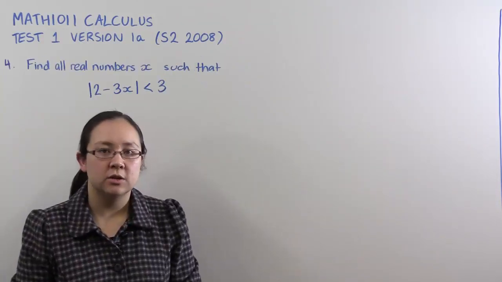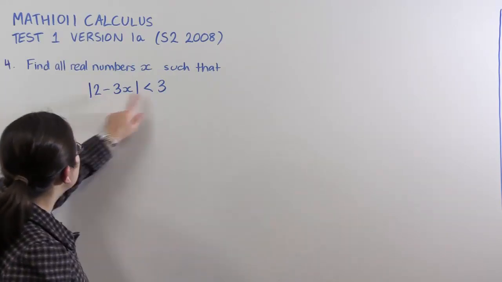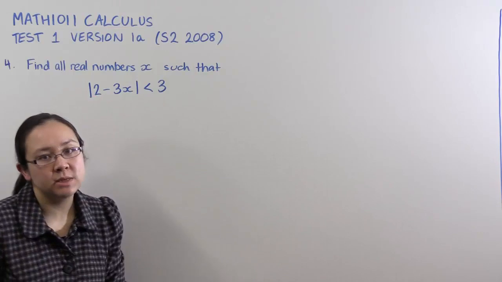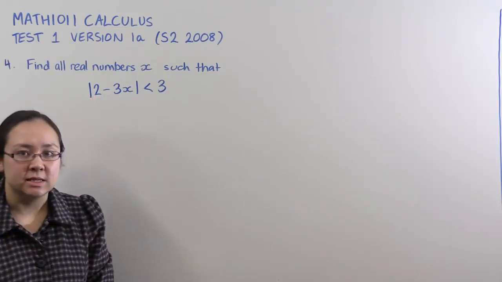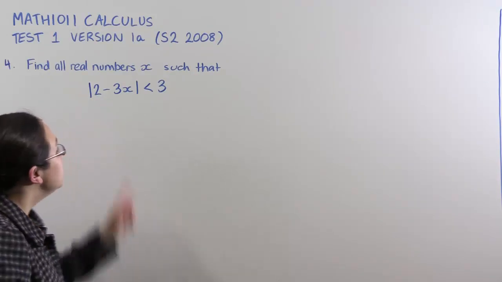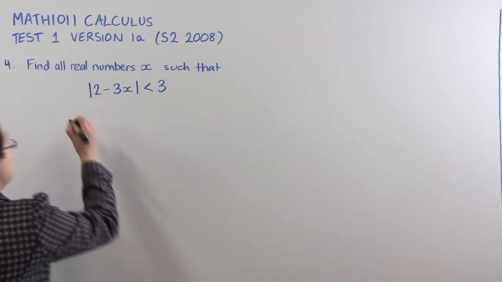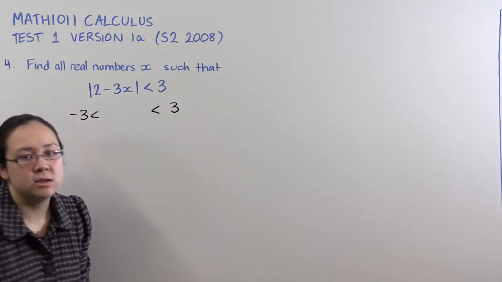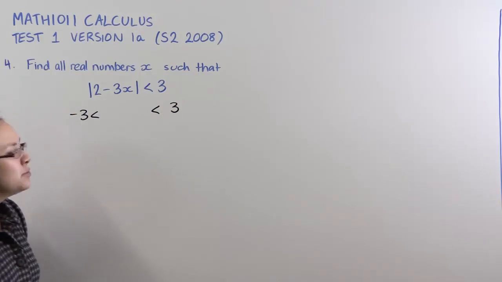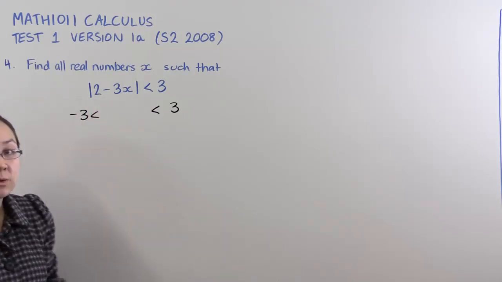The last question on this class test was an equation. We want to find all real numbers such that the absolute value of 2 minus 3x is less than 3. Now, if the absolute value of something is less than 3, that means it must be somewhere between minus 3 and 3. There's lots of ways to solve these equations. I think this is one of the easiest ones, but you do have to understand what absolute value is.